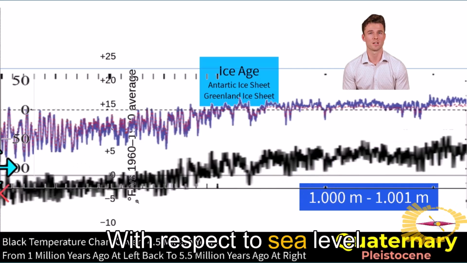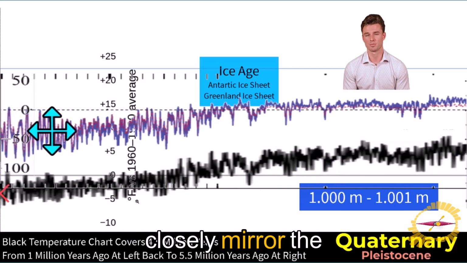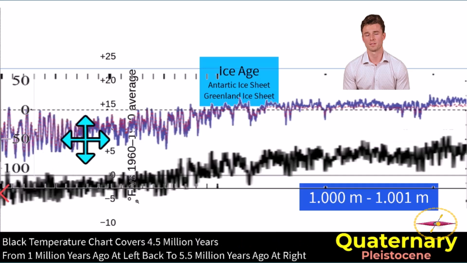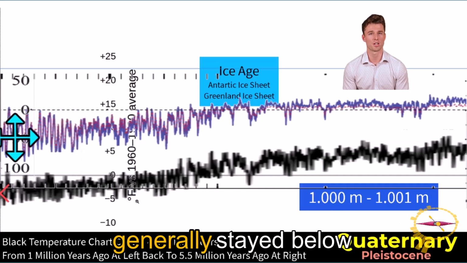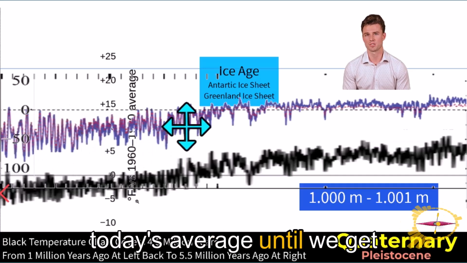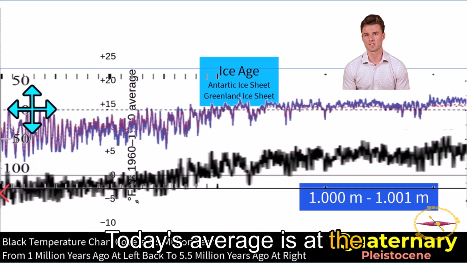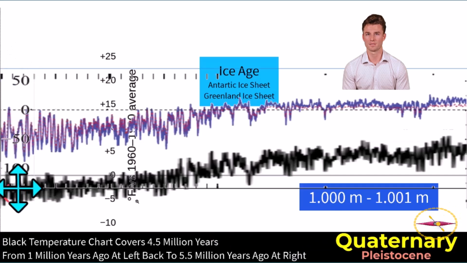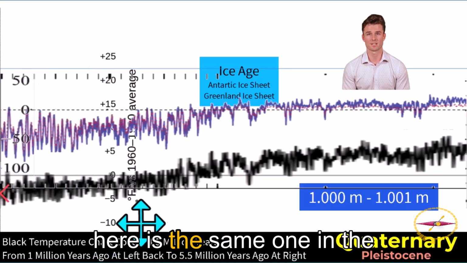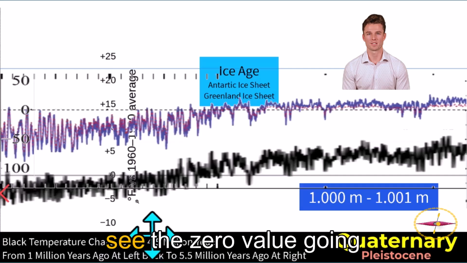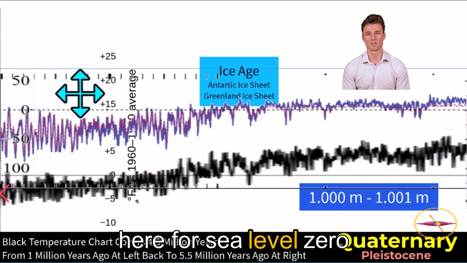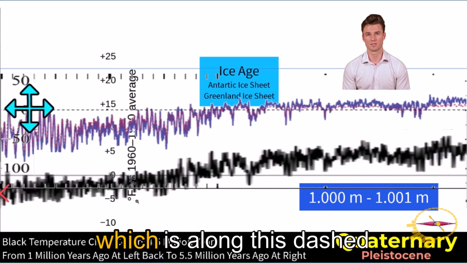With respect to sea level, the fluctuations again closely mirror the temperature fluctuations. And note that sea level generally stayed below today's average until we get to about this point in time. Today's average is at the 0 point in this gauge here. The temperature gauge here is the same one in the previous chart, and you can see the 0 value going here for sea level, 0 being today's sea level, which is along this dashed line.